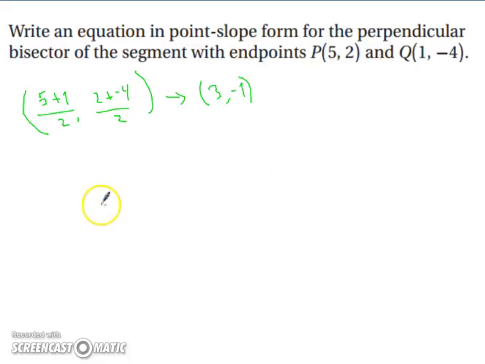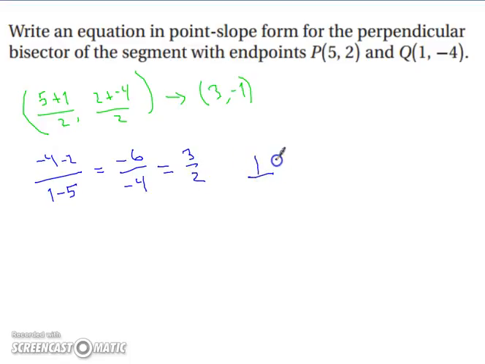And then we want to find our slope. So our slope is going to be the change in y over the change in x. So we have negative 4 minus 2 over 1 minus 5, which gives us negative 6 over negative 4, which then reduces to 3/2. So if we want the perpendicular of this, we want the opposite. So since it's a positive, we want the negative. And then you want the reciprocal, 2/3.